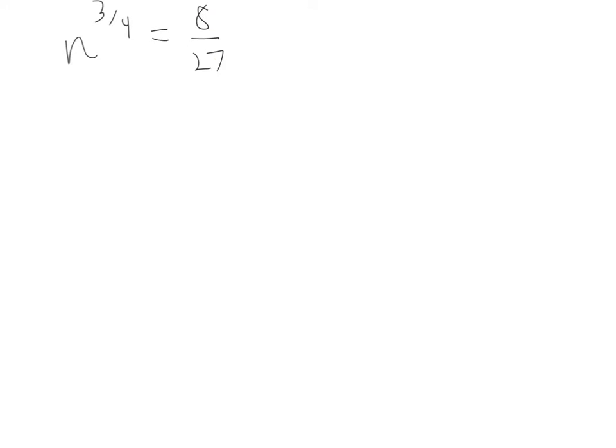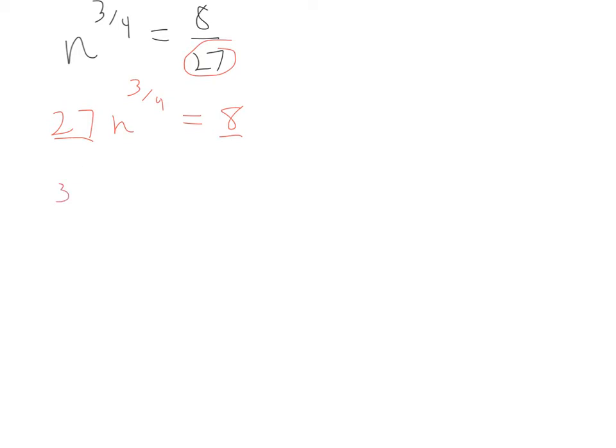Now, there might be different ways of doing this, but the way I do it will be to take this 27, multiply both sides by 27, so that we end up with 27n to the power of 3 over 4 just equals 8. Now, like what I was saying, hopefully you realise that 27 is something to the power of 3 and 8 is something to the power of 3. Hopefully you realise that they are 3.